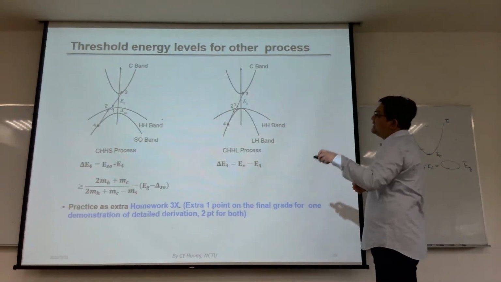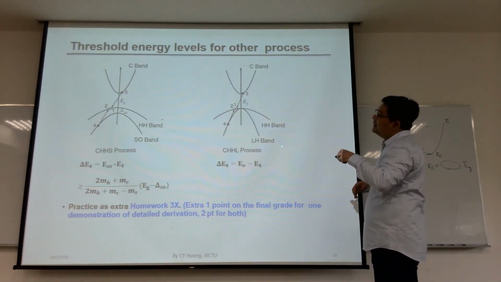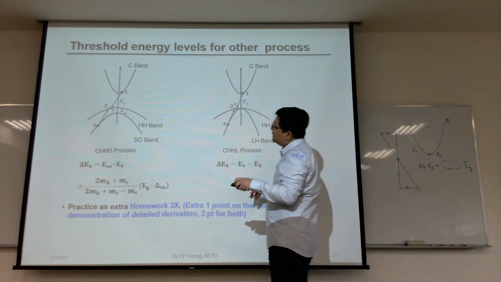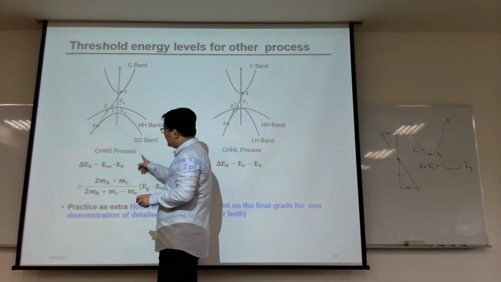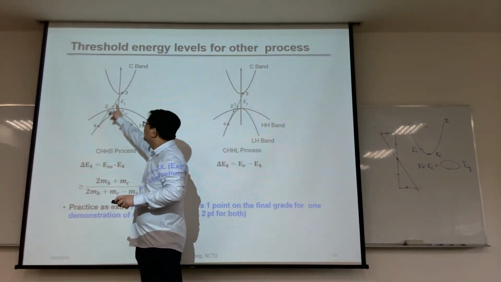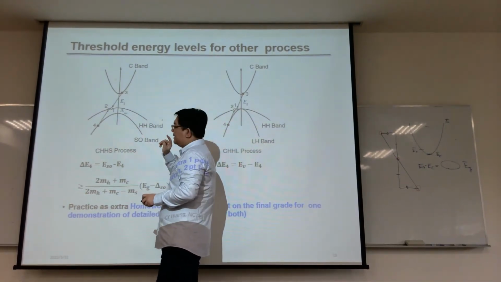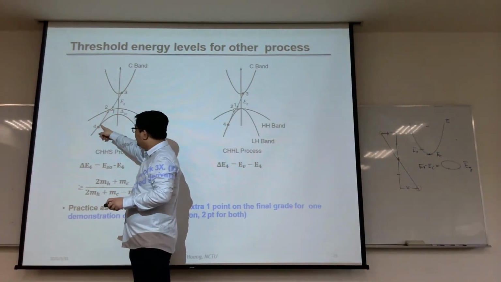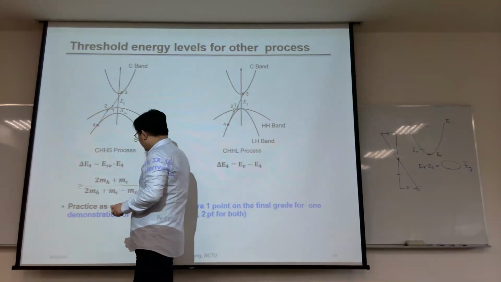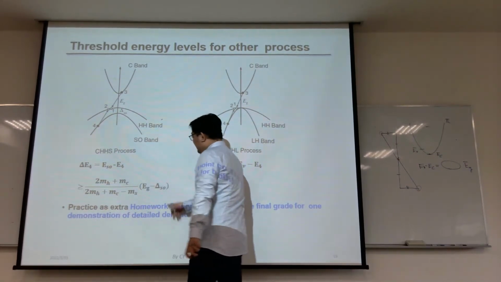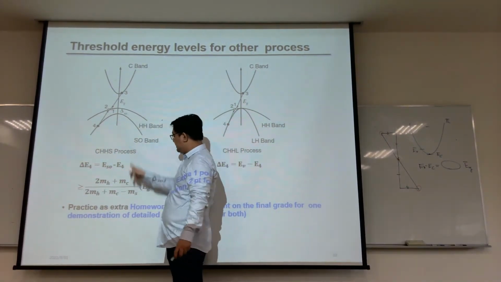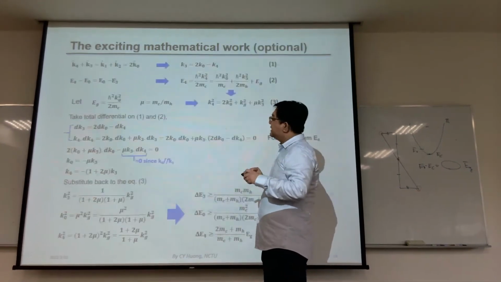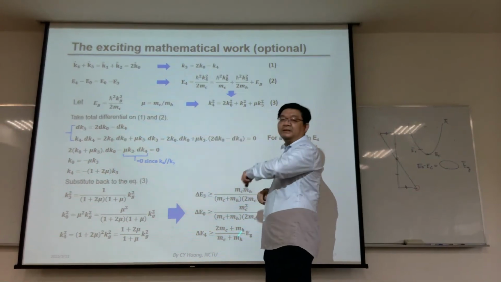Okay, so this is similar and I just already used the result. So for the CHHS process, the delta E4 also has a minimal value. So the energy could not be less than such a value. With the same approach you need that. So basically the derivation procedure is the same as this page.